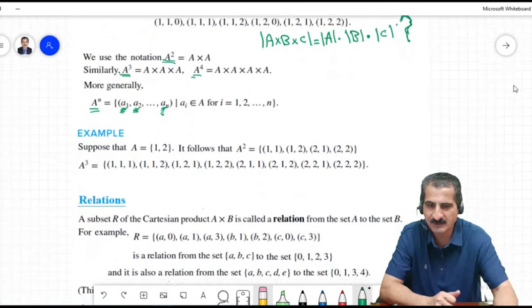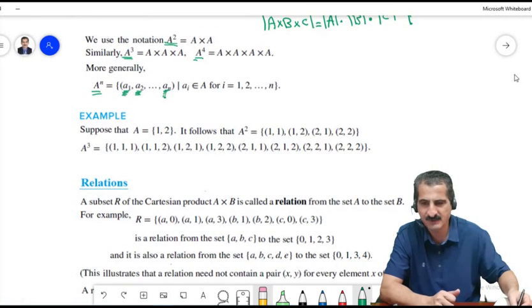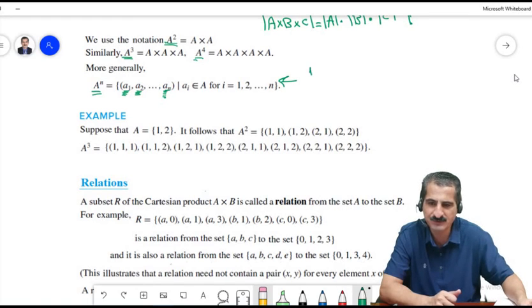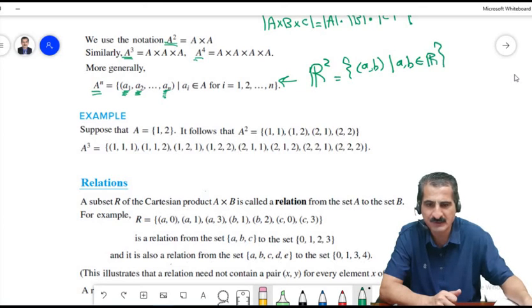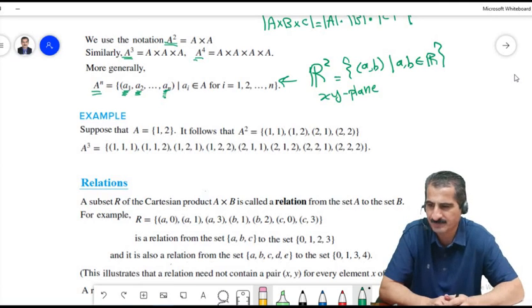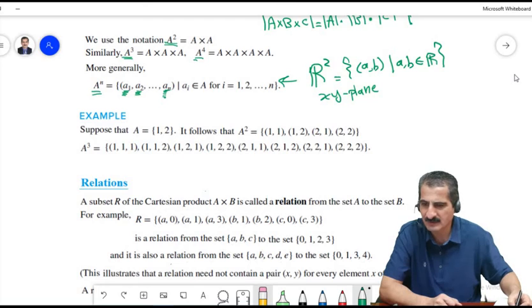Okay, and an example of this is what you used to deal with, which is R squared. That consists of ordered pairs (a, b) such that a and b are from R, and this is simply the XY plane, the XY plane that you used to work in. Now this is an example here. It just says if A equals {1, 2}, then A squared, I will let you have fun computing that.